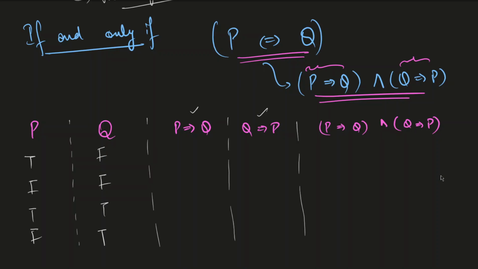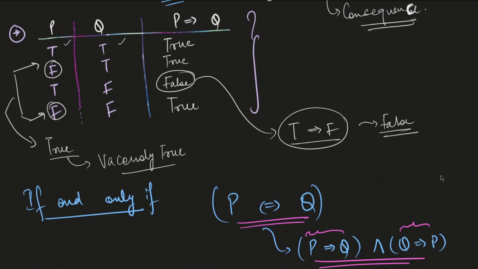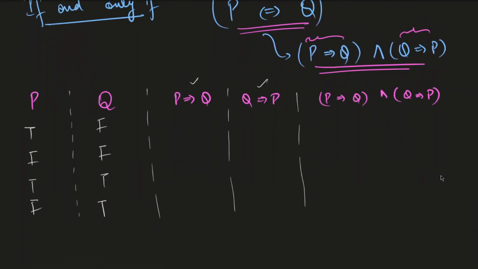We have P implies Q, which means true implies false. Note that the only condition when true implies false is when the implication actually becomes false. So here we have true implies false, so this becomes false. False implies false is true, vacuously, but true.